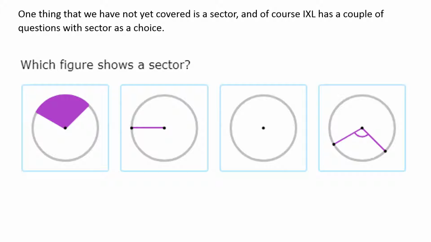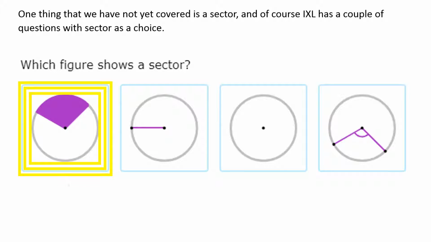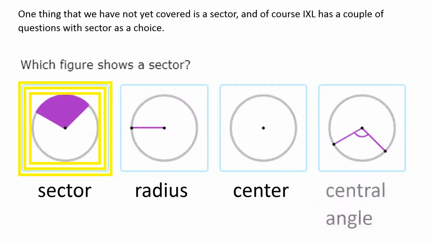Before I turn you loose for the IXL, we've talked about a radius. We've talked about the center of a circle. We've talked about a diameter. We've talked about central angles. We've not talked about sectors, and the IXL I want you to work on today has a lot of multiple choice questions, and one of the things they want you to identify is a sector. So that's what a sector looks like. You've got the central angle, you've got the arc that goes with the central angle, and then that whole area that's shaded in, that's a sector.